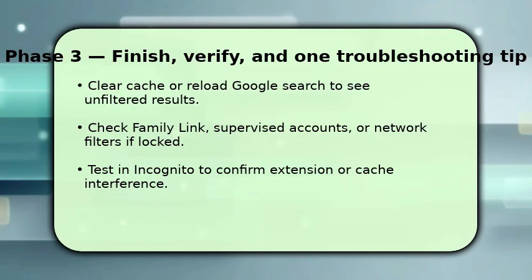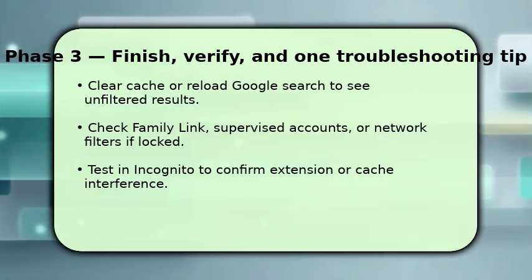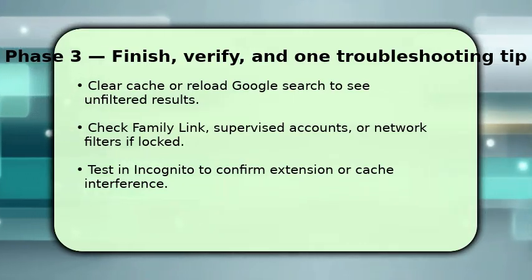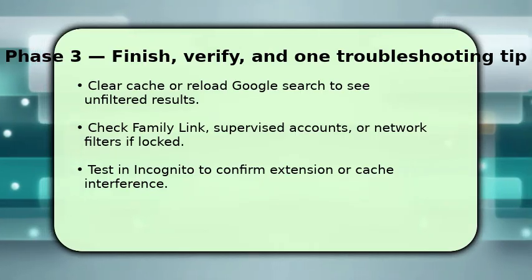If the Safe Search toggle is locked, check Family Link, Supervised Account Settings, or Router/ISP filters that force Safe Search. If issues persist, open an incognito window to rule out extensions or profile caching, and sign out and back into your Google account to refresh permissions and settings.